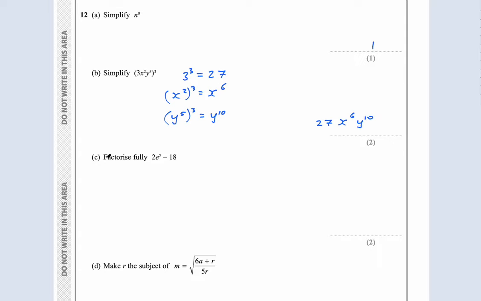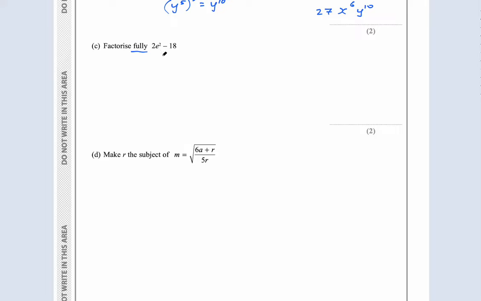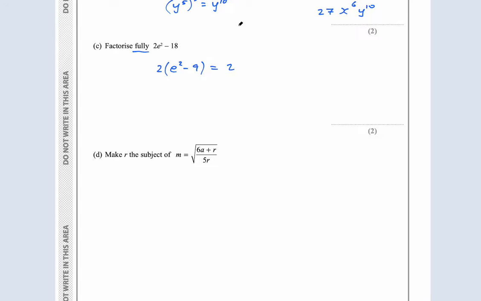Done. Part C. Factorize fully, right? So a common mistake here, guys, is to go, right, this is equal to 2e squared minus 9. But this is equal to 2. So guys, this is a rule that my students always forget.